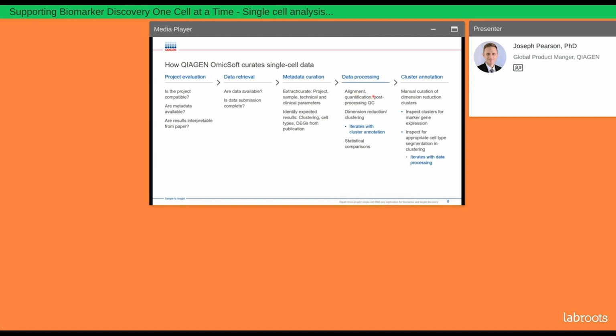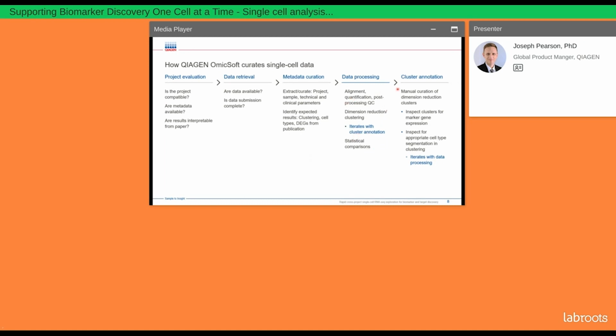alignment, quantification, post-processing QC, followed by dimension reduction analysis on the relevant data sets and clustering using unsupervised clustering, and then perform statistical comparisons between each identified cluster and all other clusters within the dimension reduction analysis.